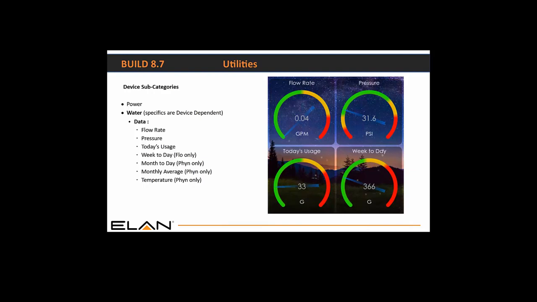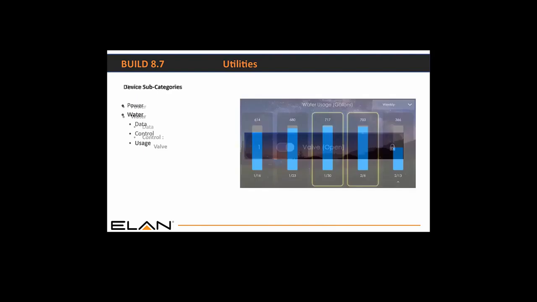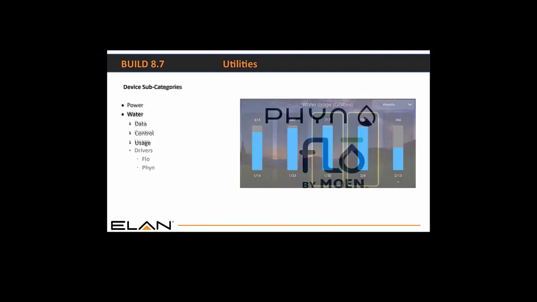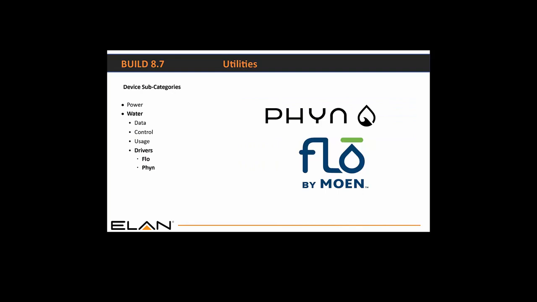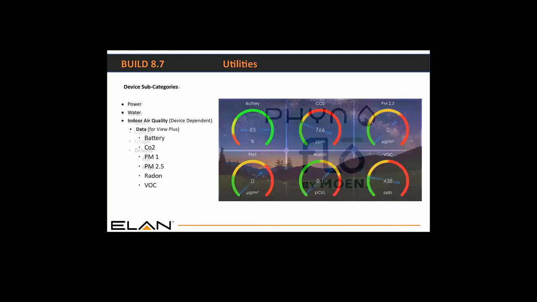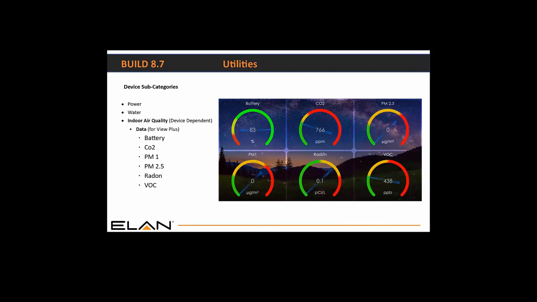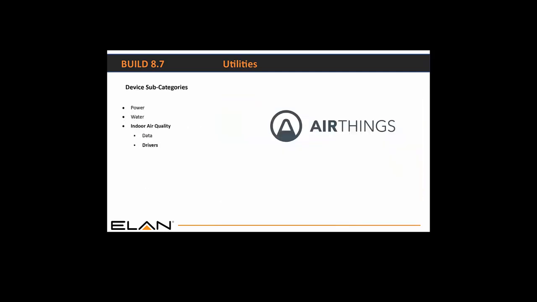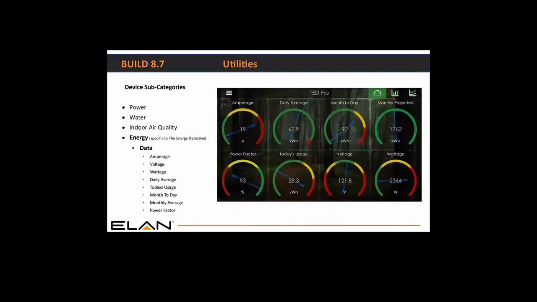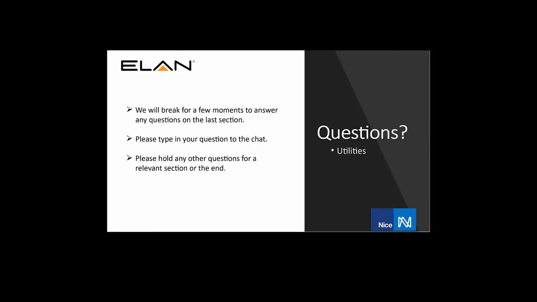That's the data. We're going to review this later, so we'll post it so you can look at the data. If you have water, you can control the valve. Again, you can lock it. Water has usage, and we have Phyn and Flo right off the bat for drivers for that category. Indoor air quality, that's the data it'll give you. That depends on the actual sensor, because they have a bunch of different sensors. Some have radon, some don't. So it depends on which one that is, and that's by Airthings. And energy. We didn't really touch on this much, but the Energy Detective is what we have off the bat, and that's the data it gives us. That does give us usage data, which is nice.